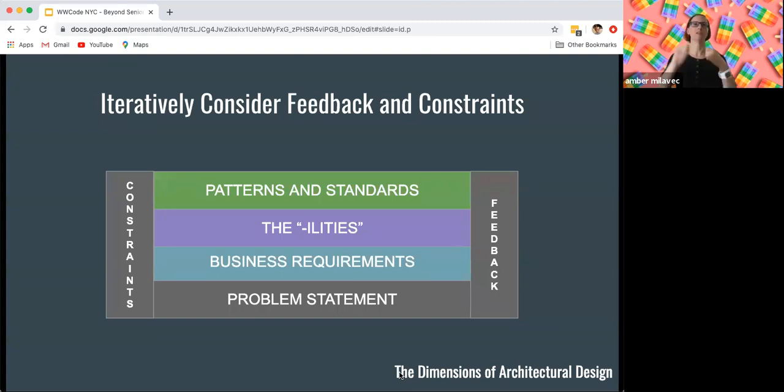So we want to continue to iterate on all of this and make sure that we're getting that feedback all along the way to say, are these the right SLAs? Are these the right SLAs that we've established? Does this make sense? Okay.